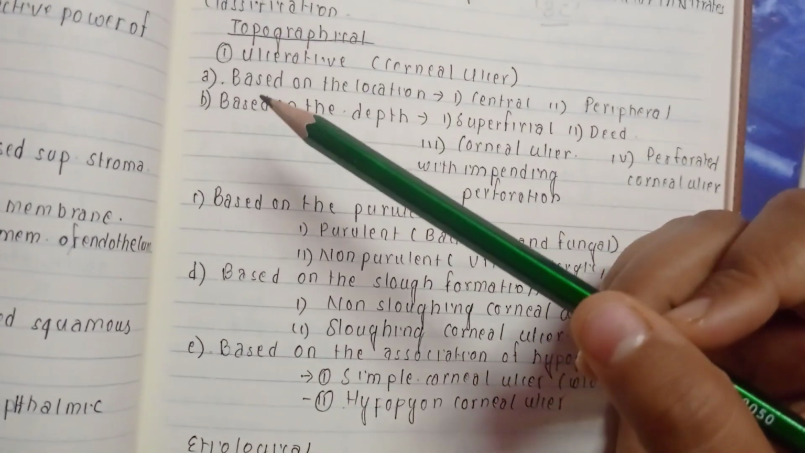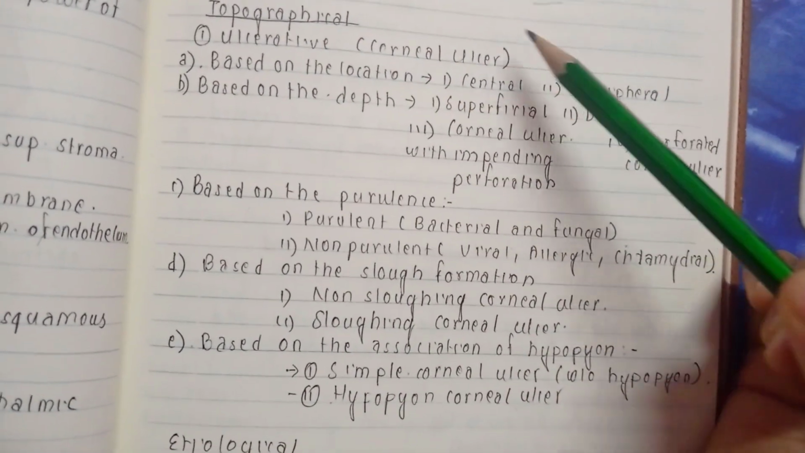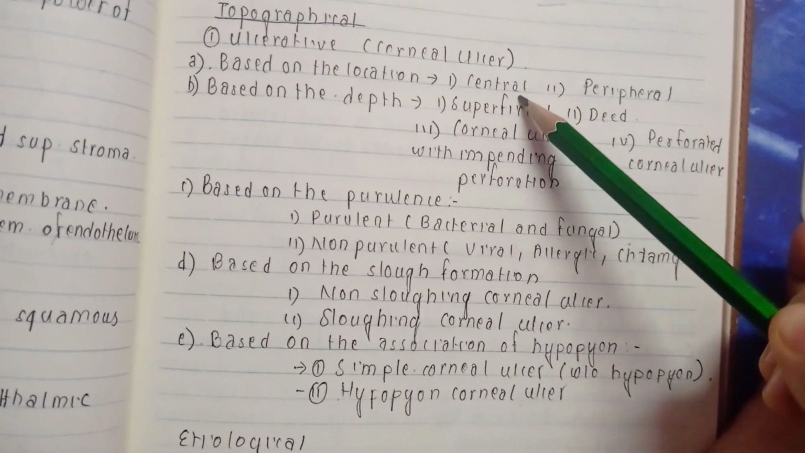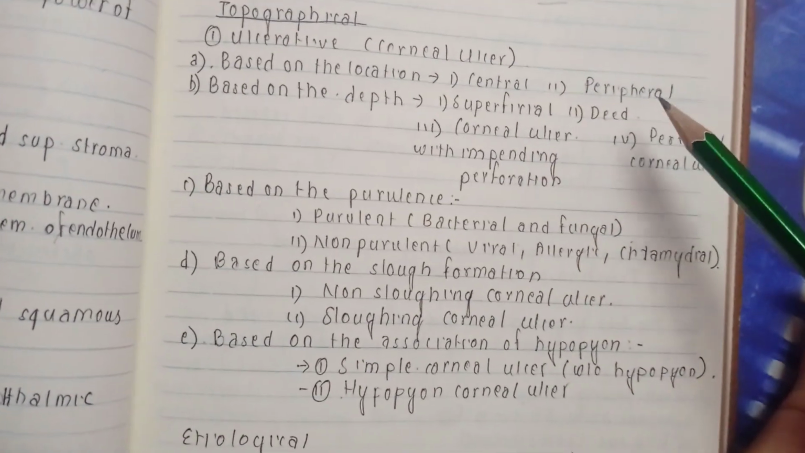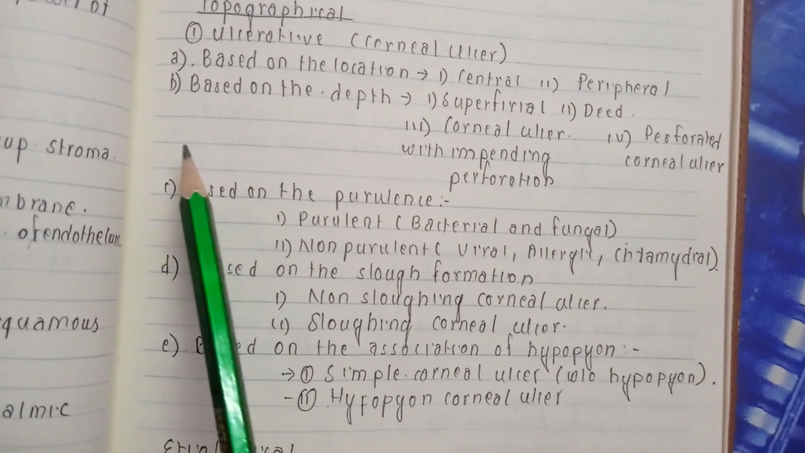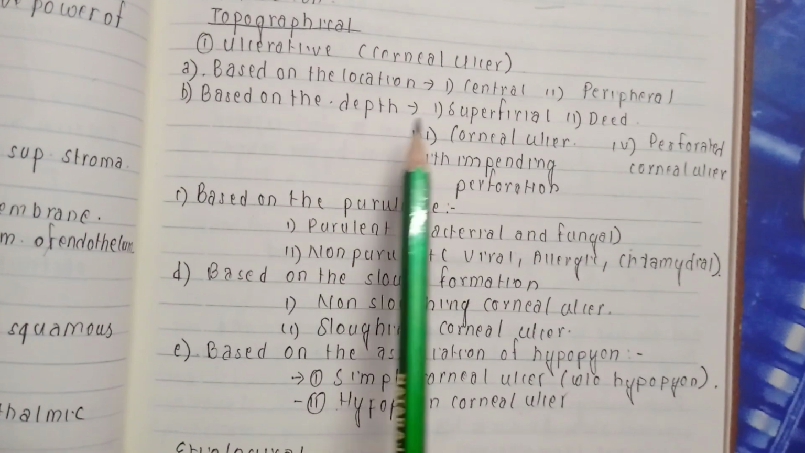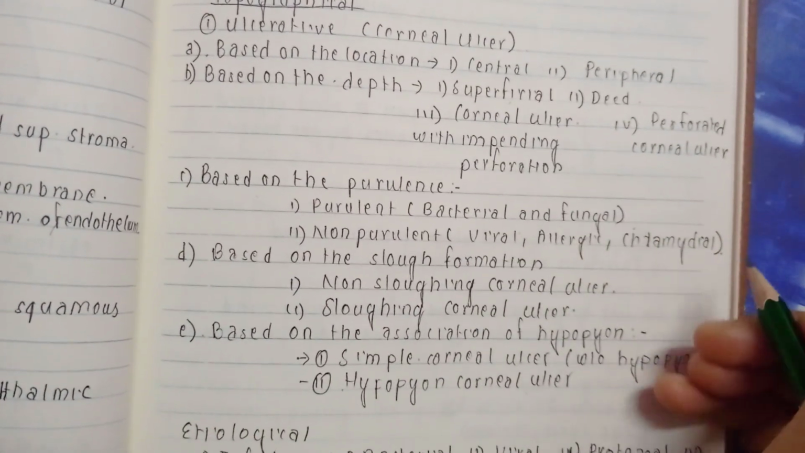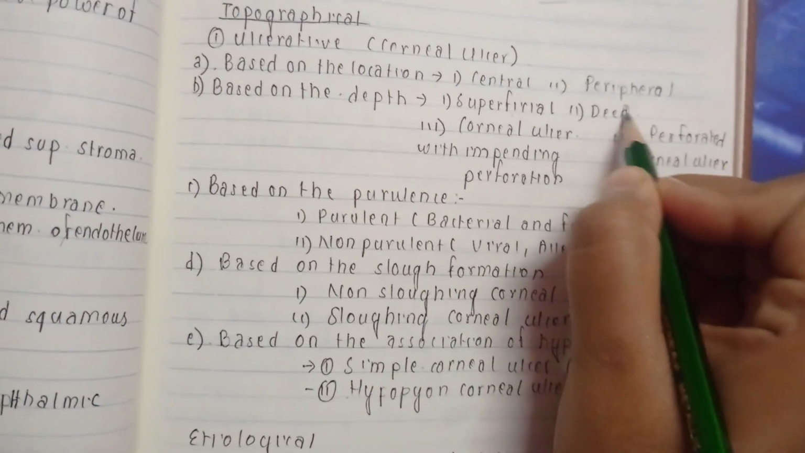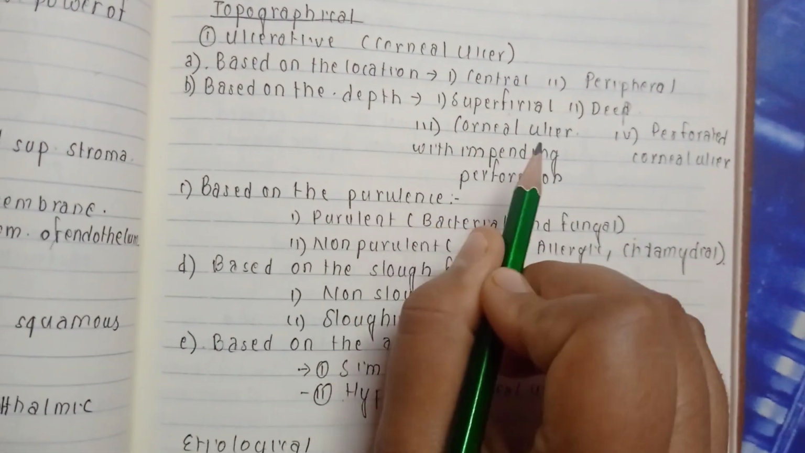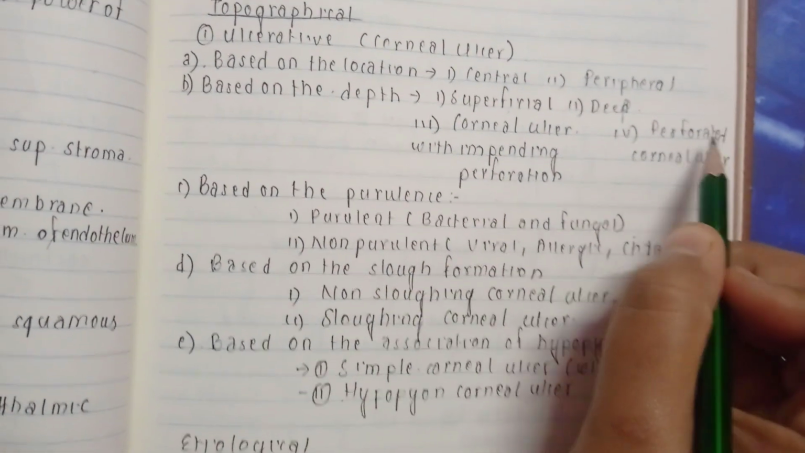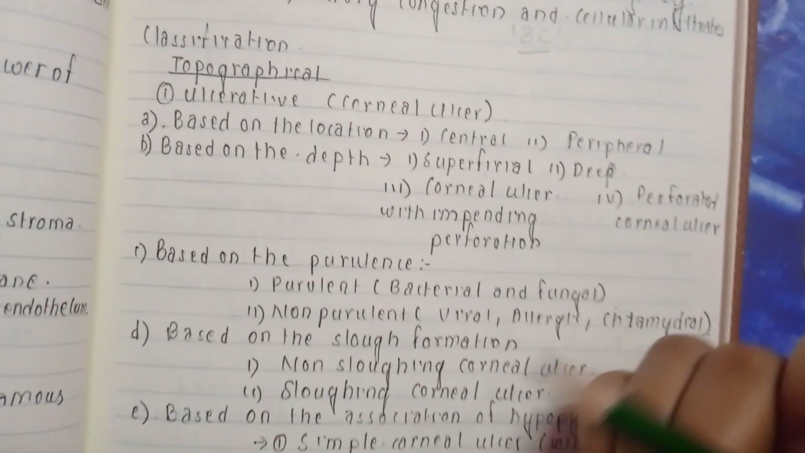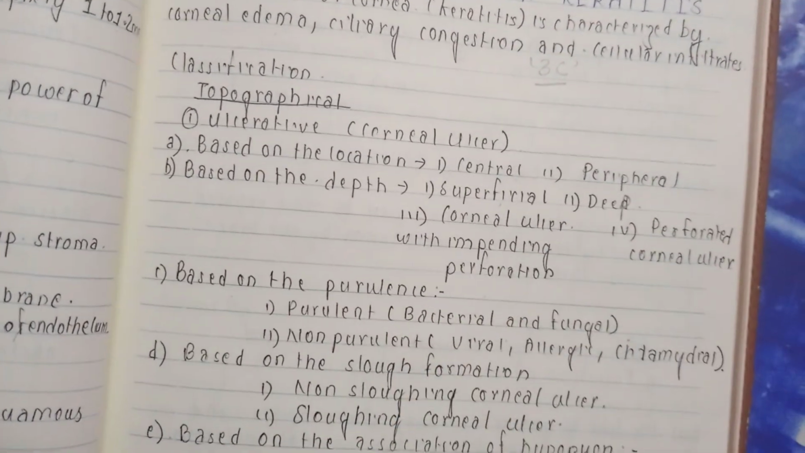First is the classification based on the location. It can be at the center or at the periphery, so it can be either central keratitis or peripheral keratitis. Then we have classification based on the depth. One is superficial, one is deep, another is corneal ulcer with impending perforation, and another is perforated ulcer.